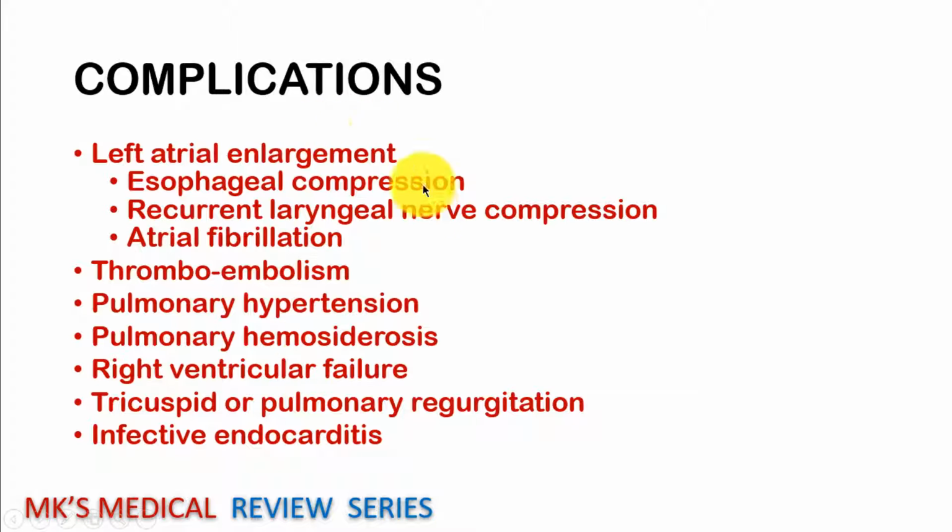Some complications of mitral stenosis include left atrial enlargement that may cause esophageal compression and lead to dysphagia. Recurrent laryngeal nerve compression leads to hoarseness of the voice. Of course, atrial fibrillation may lead to thromboembolism. You may also have pulmonary hypertension and pulmonary hemosiderosis, which is deposition of iron in tissues. You may have right ventricular failure, tricuspid or pulmonary regurgitation, as well as infective endocarditis.